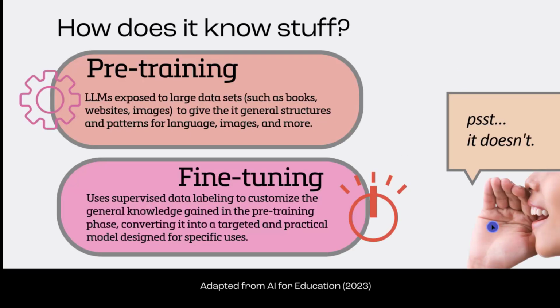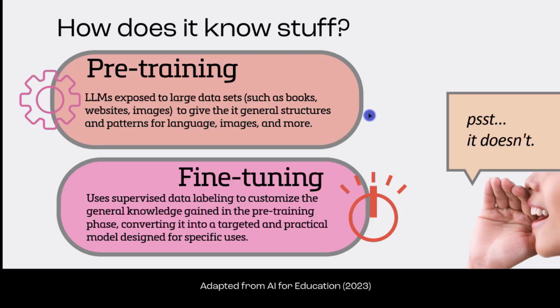So how does generative artificial intelligence know stuff? Spoiler alert: it doesn't know anything. LLMs, or large language models, which is what we refer to generative AI tools as, are created by exposing them to really large data sets, such as books, websites, images. I know that Reddit was scraped and used for OpenAI's models.